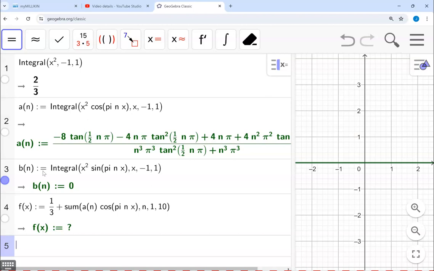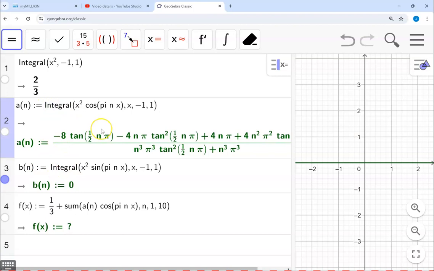Oh, that's fun. So notice that the issue that it had is the fact that it's trying to do these tangents in here and plug those things in, right? Here's a workaround for this particular problem. Let me go back up to my A's. Cosine of pi nx is even.